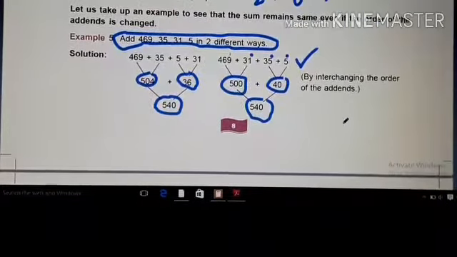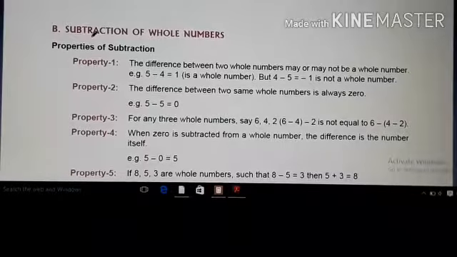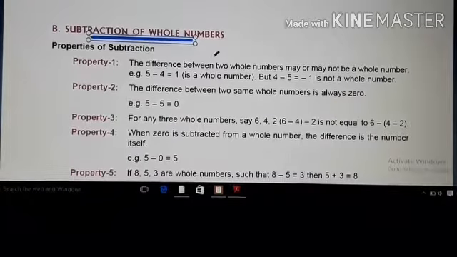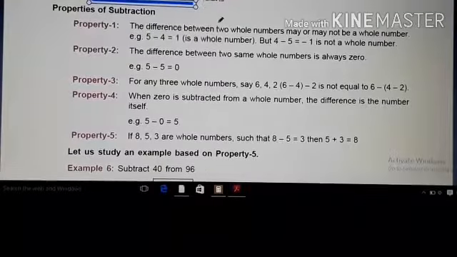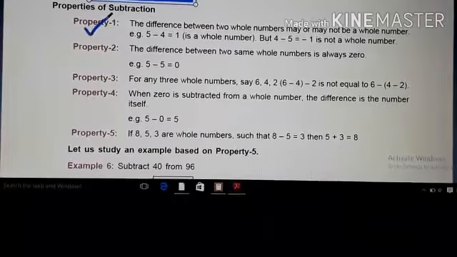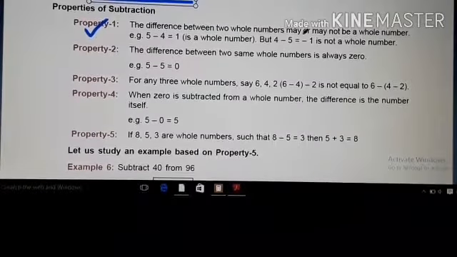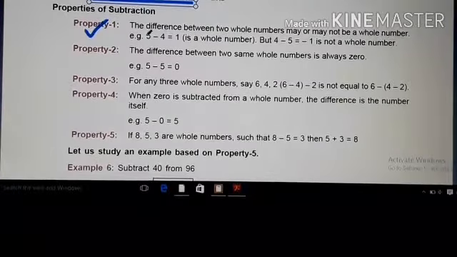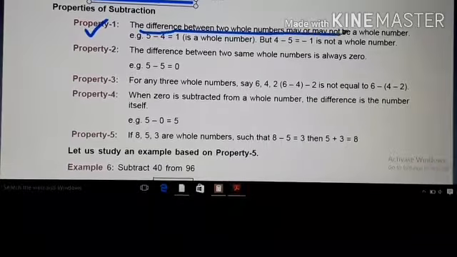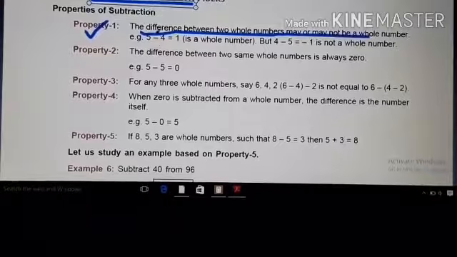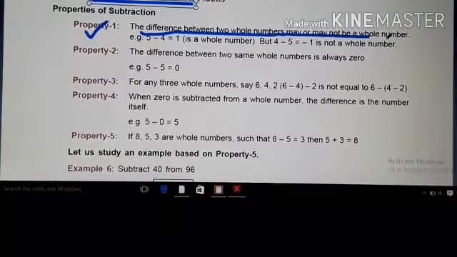Now, subtraction of whole numbers. This is another operation on whole numbers. Now property 1: according to this, the difference between two whole numbers may or may not be a whole number. This is very important, please keep it in your mind.